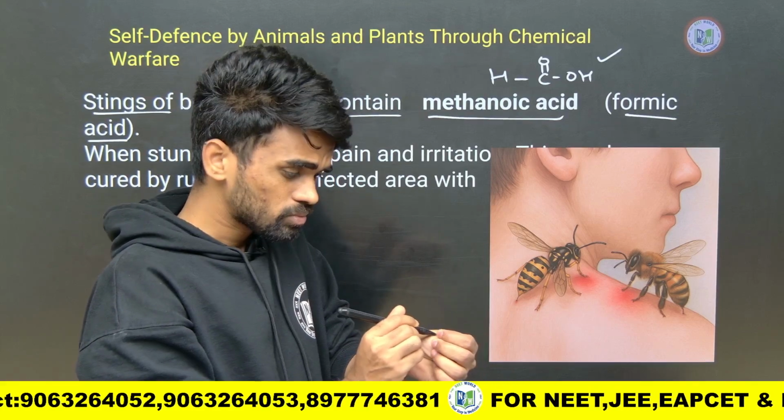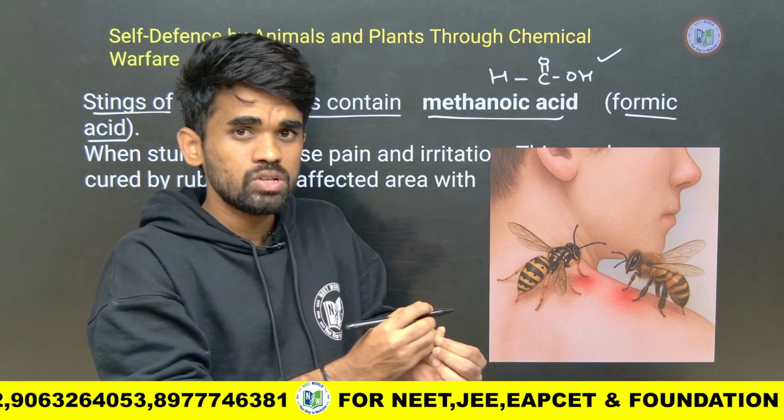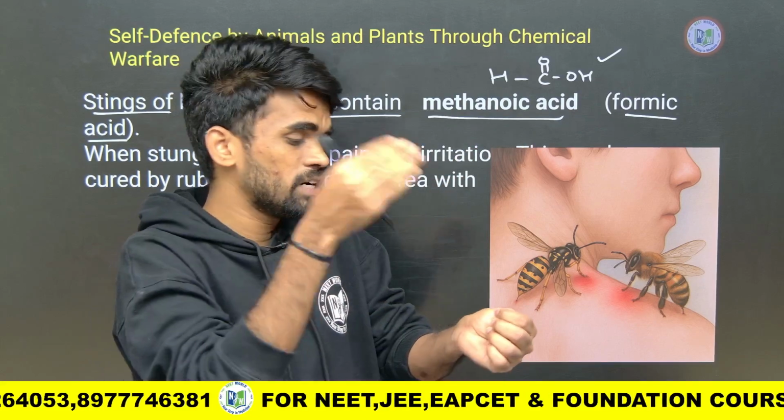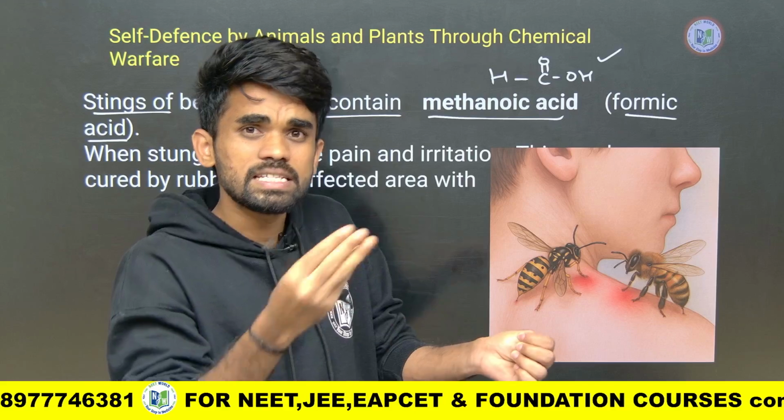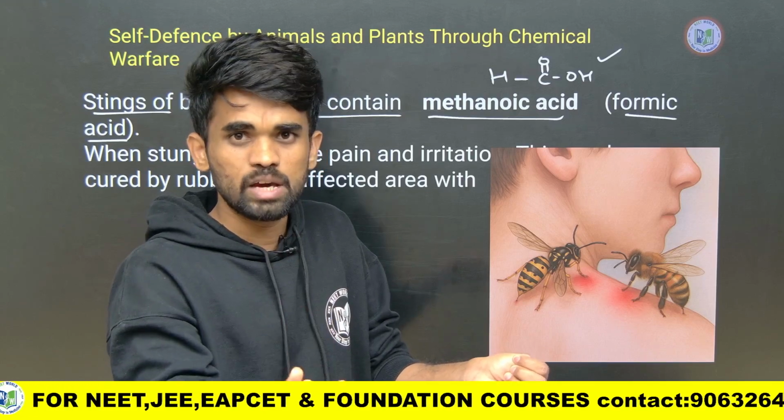Now if you neutralize this acidic medium, that formic acid, how can we neutralize it? By treating it with some basic substance. Just take soap water, because soap water contains a base like NaOH, right?